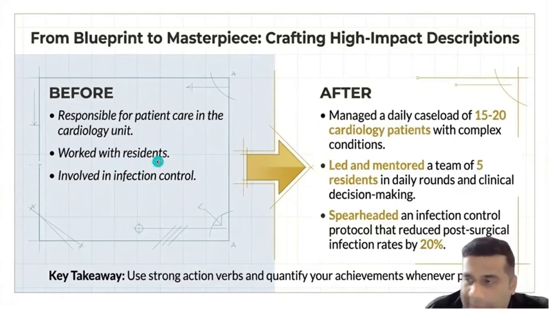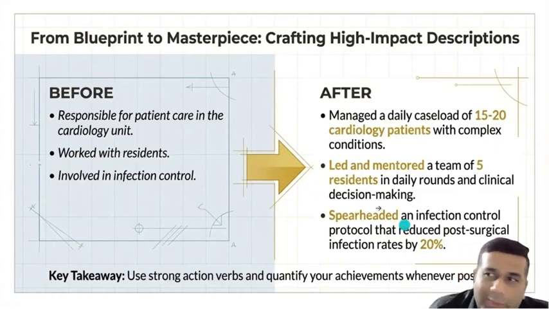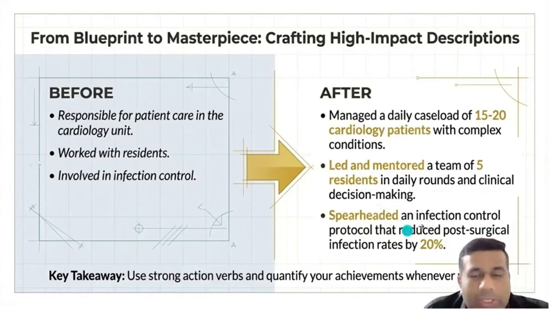Second is work with residents. If you are showing your teaching experience, it should be mentioned like: led and mentored a team of 5 residents in daily rounds and clinical decision making. Again, it shows your experience. Then comes your extra activity, in addition to your usual work in the department, such as being part of infection control. That should also be stressed with some values. You can mention: spearheaded an infection control protocol that reduced post-surgical infection rates by 20%.